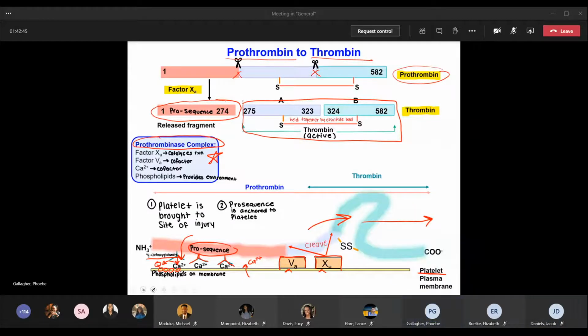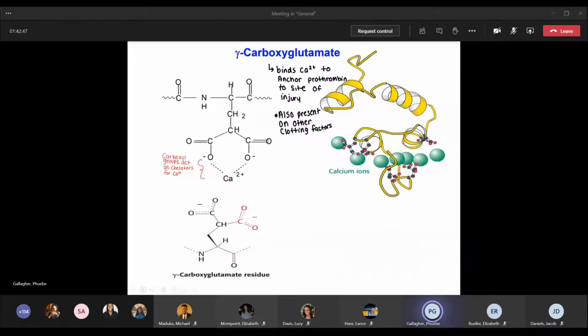You're welcome. Okay, so this is just showing you how the gamma carboxyglutamate, which is this, associates with the calcium on the phospholipid membrane. I wouldn't worry about the chemistry of this. I wouldn't know any of these structures. Just understand that carboxyglutamate associates with the calcium.